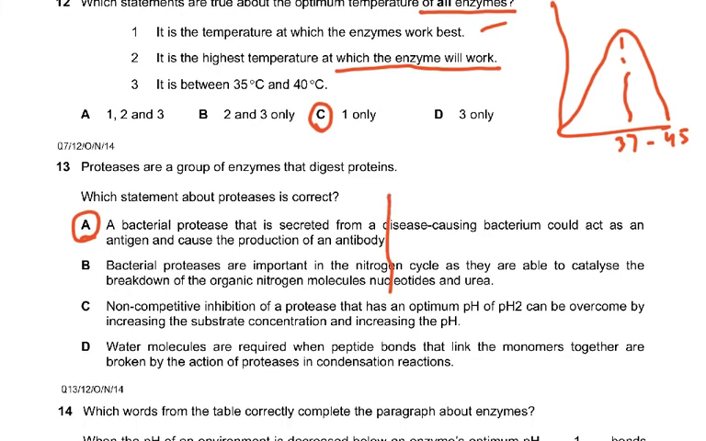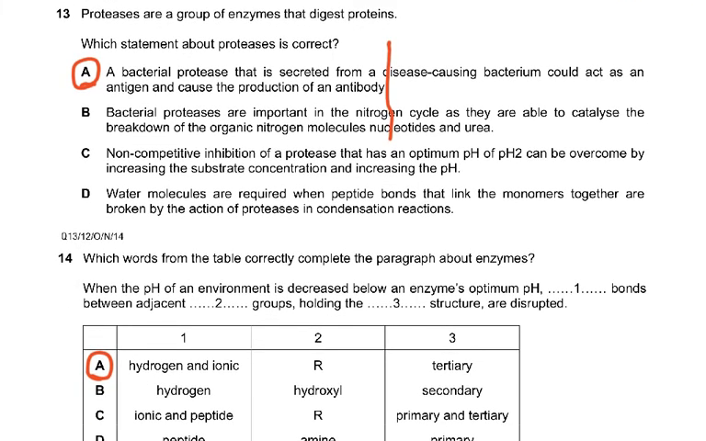Question 13. Proteases are a group of enzymes that digest proteins. Which statement of protease is correct? A bacterial protease that is secreted from a disease-causing bacterium could act as an antigen and cause the production of an antibody.